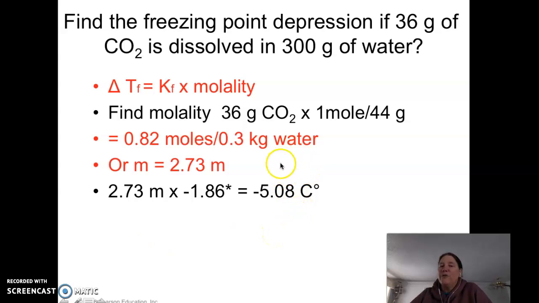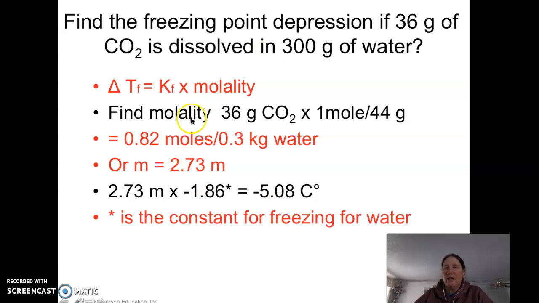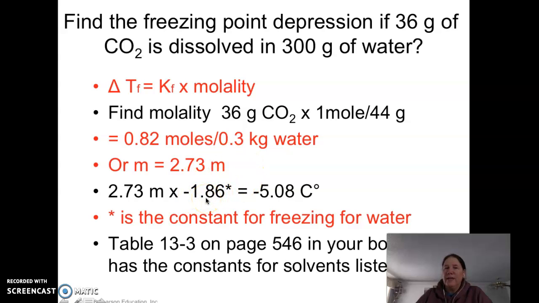So now instead of water freezing at 0, it has to be negative 5.08 Celsius. And if you think Celsius, that's probably about negative 11 degrees Fahrenheit. So it's changed. It's lowered it. It's interfered with those reactions. So now it has to be colder for it to freeze. And again, this is a constant. It never changes. If you're doing water, you always use 1.86. In your book, there's a table, 13.3, on page 546, and it has all the constants for all the solvents. Most of the time we use water.